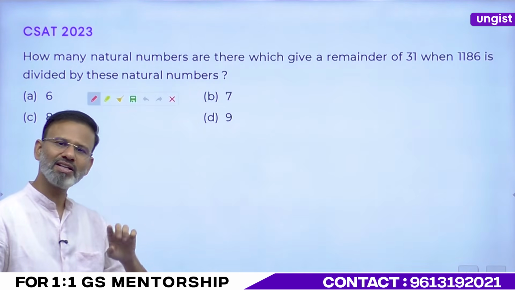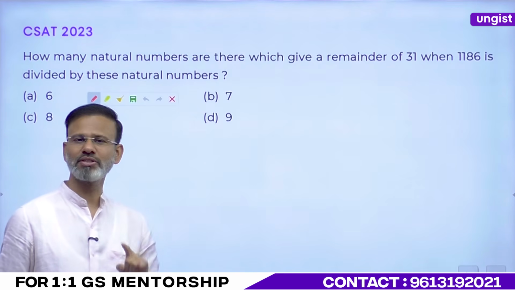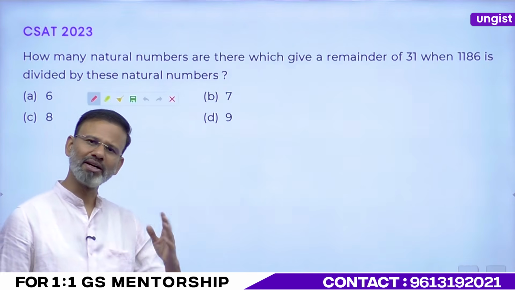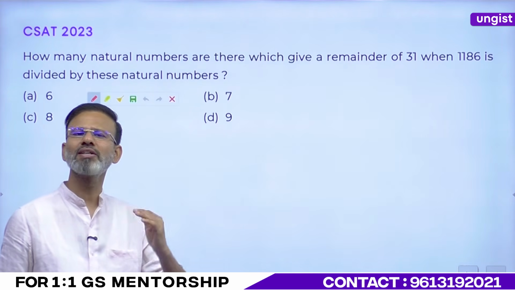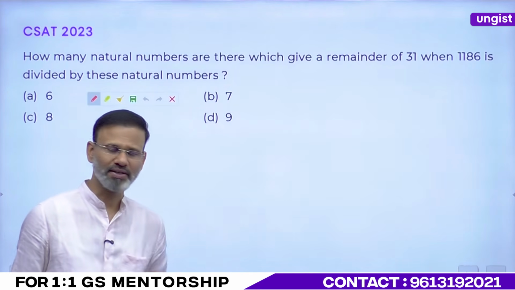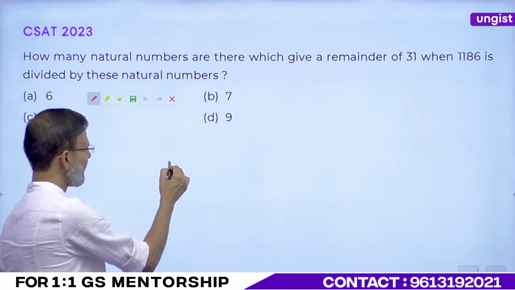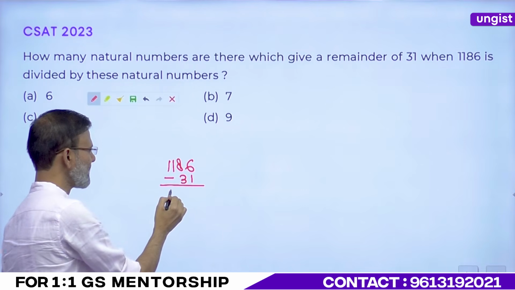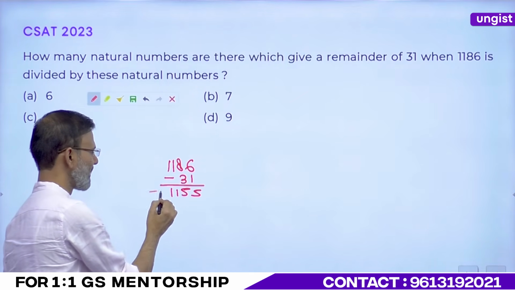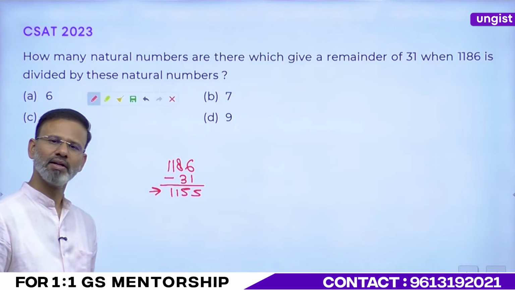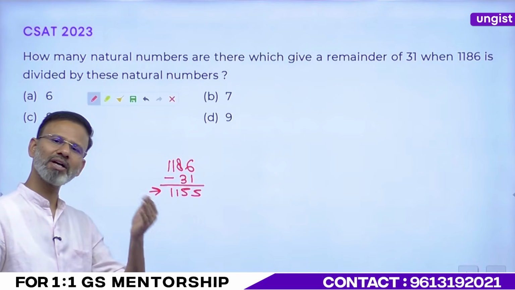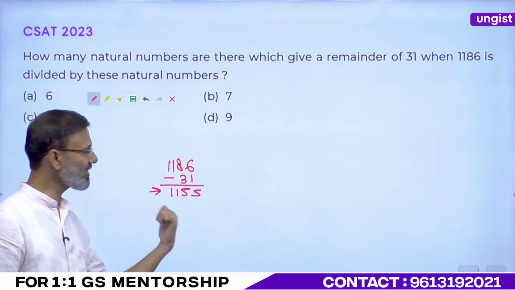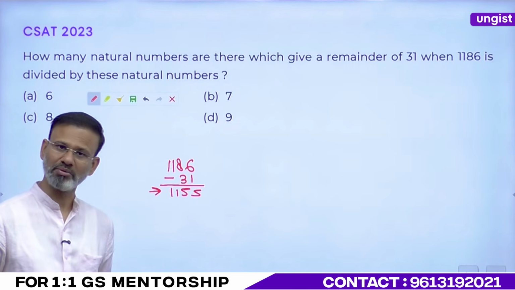In 2023, they asked one more question from this topic, and the question was: how many natural numbers are there which give the remainder 31 when 1186 is divided by the same natural number? So when 1186 is divided by some natural number and it leaves the remainder 31, it means 1155 is completely divisible by that natural number. I repeat, if 1186 is divided by some natural number and leaves the remainder 31, it means 1155 is completely divisible by that natural number.